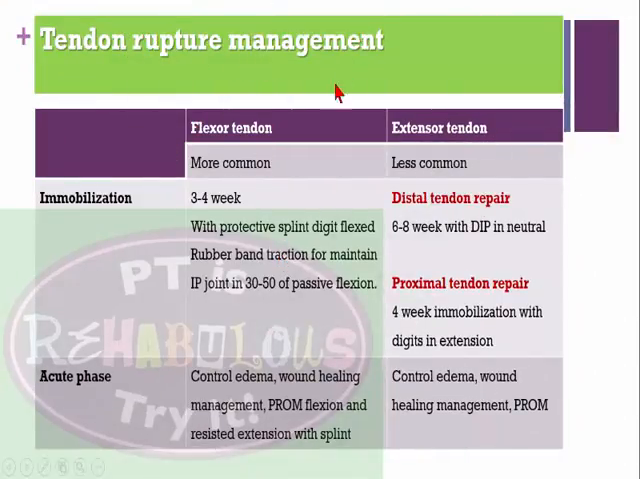And mobilization we can apply according to the restriction. Tendon rupture management, flexor tendon rupture or extensor tendon rupture. Flexor tendon rupture is most common. For flexor tendon rupture, immobilization for 3 to 4 weeks with a protective splint, especially with the digit in flexion position, and rubber band traction is applied to maintain the IP joint in 30 to 50 degrees of passive flexion. For the acute phase of flexor tendon rupture, we have to control edema and wait for wound healing. So passive range of motion exercise we can apply in flexion, and resisted extension with splint.